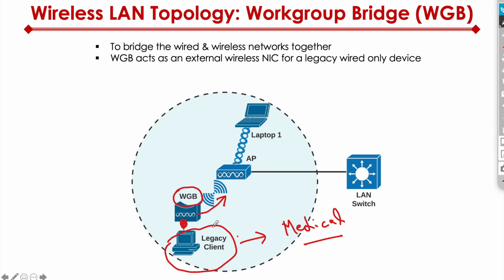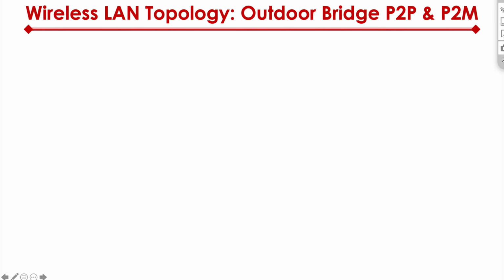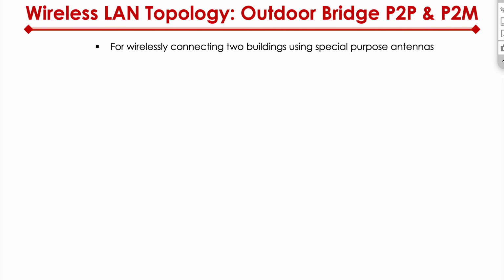And it bridges the two together and allows for this legacy Ethernet-only, wired-only device to be able to connect to the wireless network. And like I said, it's fairly common in a hospital type scenario, also in some legacy environments where you do not have clients with wireless capabilities. The next up is outdoor bridge, point-to-point and point-to-multipoint. So you could also have outdoor bridges.